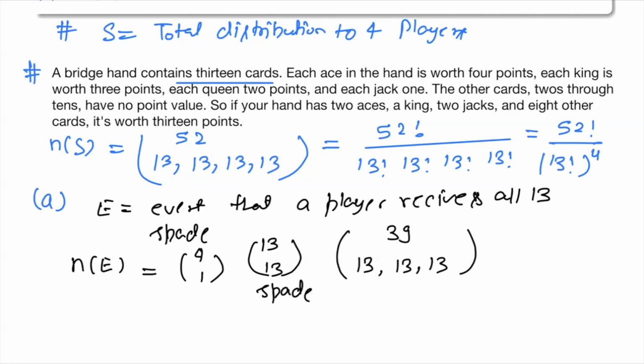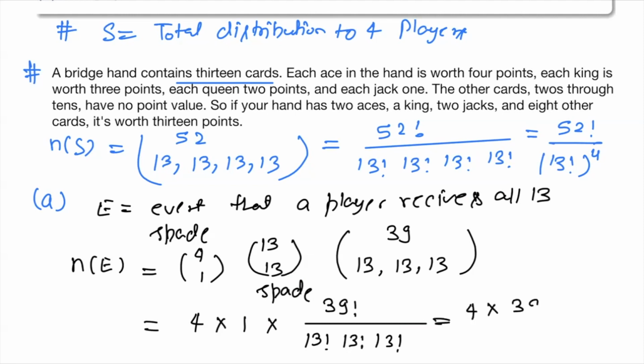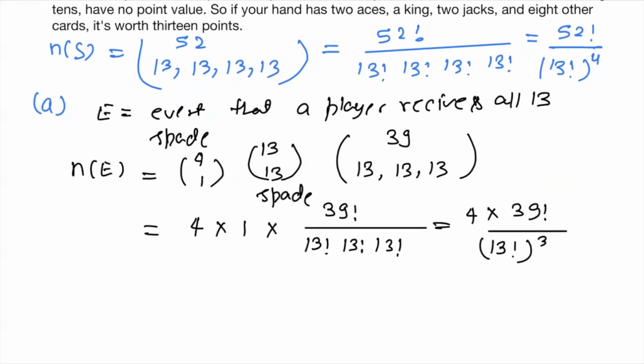You can simplify this term. If you simplify, the first term is 4 there. 13C13 is 1. And you can write the distribution as 39 factorial divided by 13 factorial, 13 factorial, 13 factorial, or you can write it as 4 multiplied by 39 factorial divided by 13 factorial whole power 3. These are the two ways.